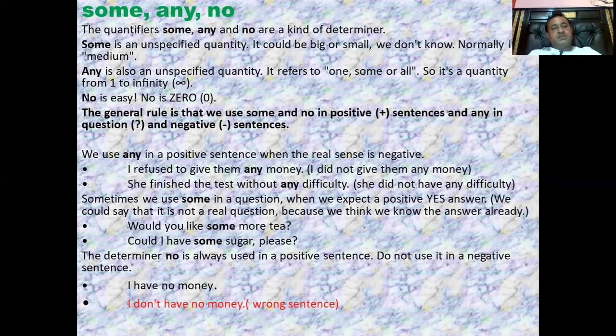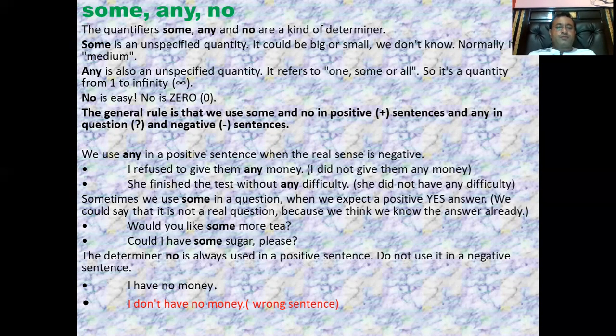Sometimes we use some in a question when we expect a positive yes answer. We are expecting that the answer would be yes. We could say that it is not a real question because we think we know the answer already. We are just expecting it, demanding that answer from the other end. Would you like some more tea? Could I have some sugar, please? So definitely we could have the positive answer from the other side.